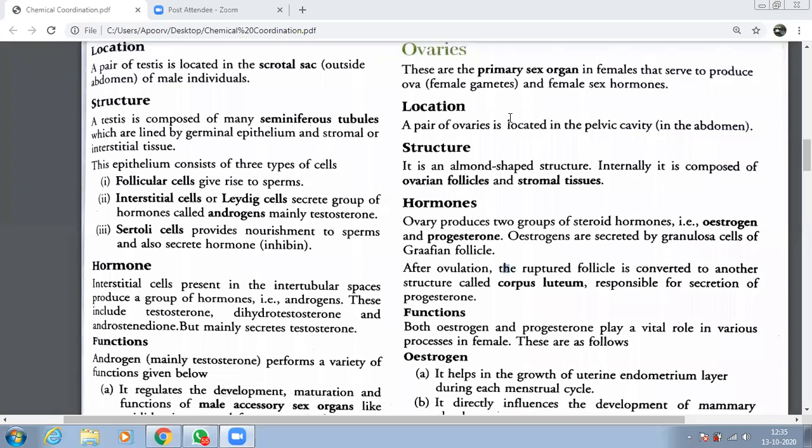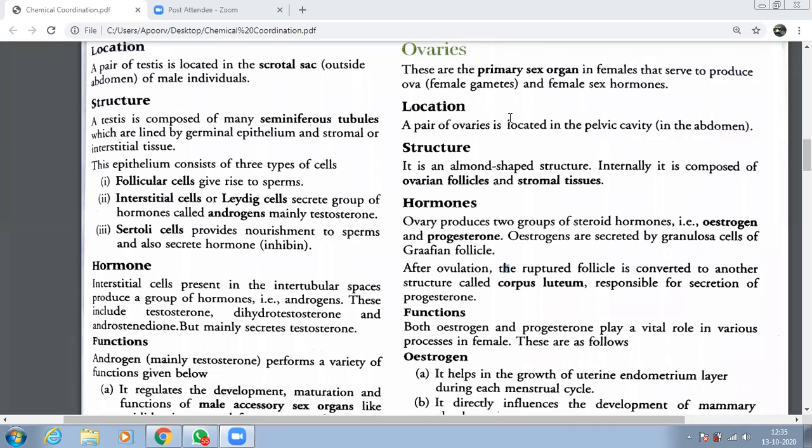So what are the three types of cells? Can I have it? The first one, Polycytic cells. The second ones, interstitial cells or Leydig cells. Number three, Sertoli cells. Now we'll move on to hormones.